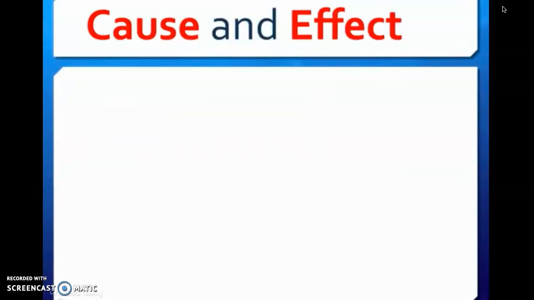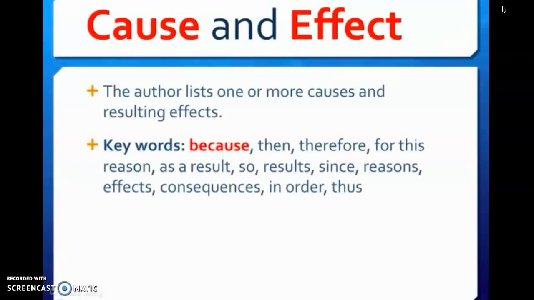The next type of text feature is cause and effect. This is when the author lists one or more causes and then the resulting effects. A cause is what happens before, and the effect is what happens after. So some keywords to look for are because, then, therefore, for this reason, as a result, so, results, since, reasons, effects, consequences, in order, and thus.